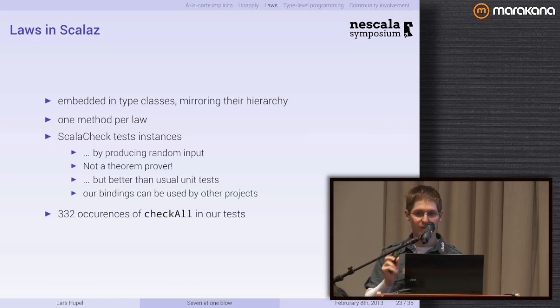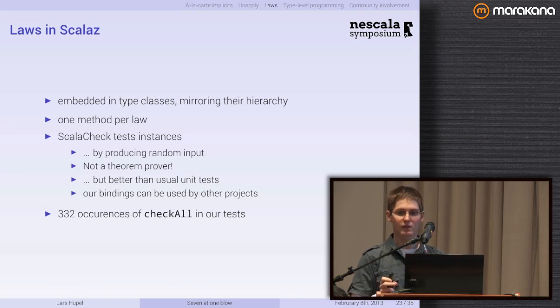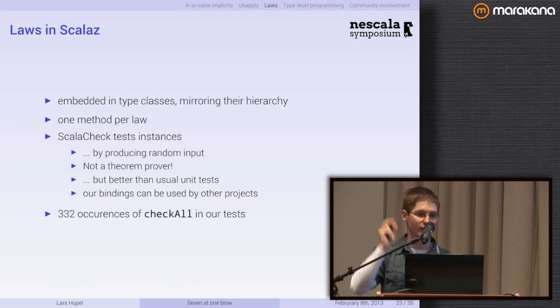Okay, so how do we do it in Scala set? We have this type class hierarchy, and in these type classes, we embed laws. So for example, the class monad contains a trait called monad law, and this trait monad law extends functor law, and functor law itself is defined in functor. Nothing too specific. And then we have one method per law, and we call those methods with Scala check.